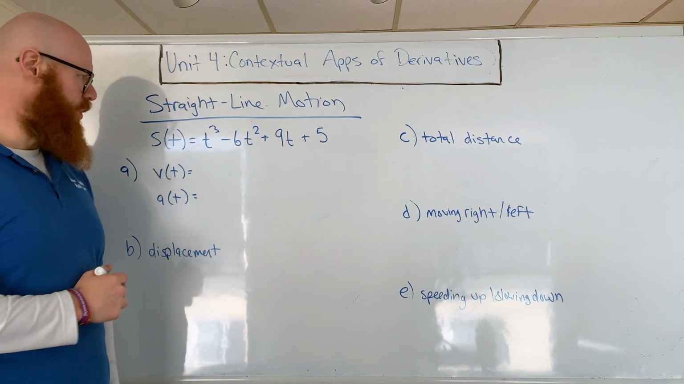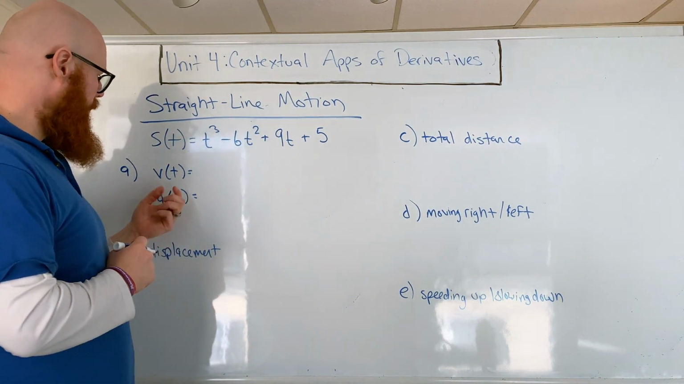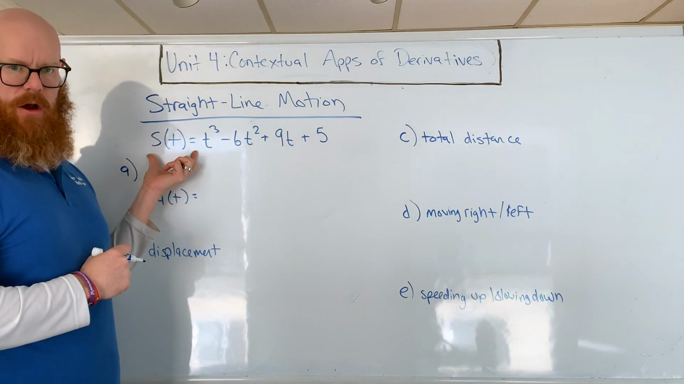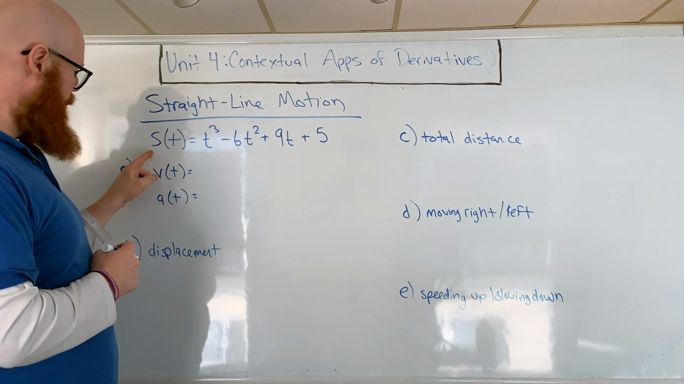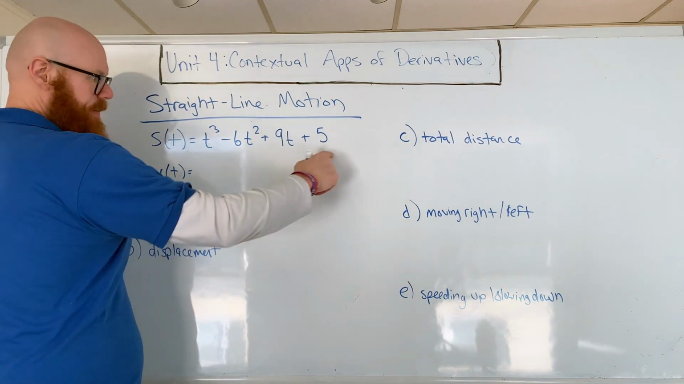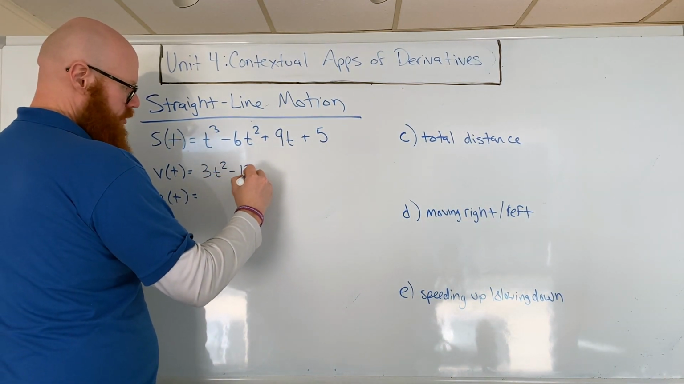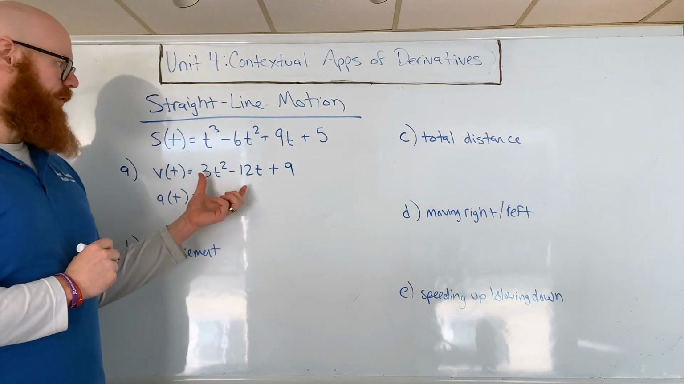So the first is, what's v of t? V of t is the velocity function. And the thing we have to understand is that velocity is just the rate of change of position. So it's just the derivative. So the derivative of position is velocity. So we're just going to use some basic differentiation here. So 3t squared minus 12t plus 9. So that is the velocity equation.